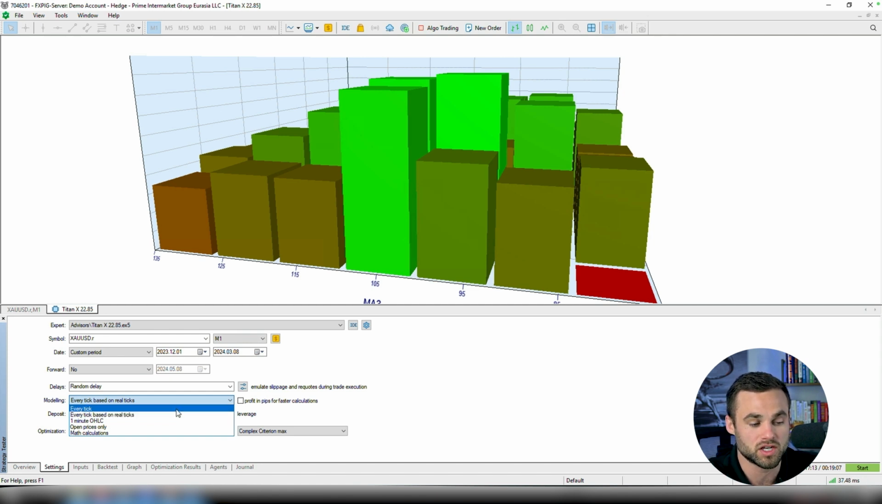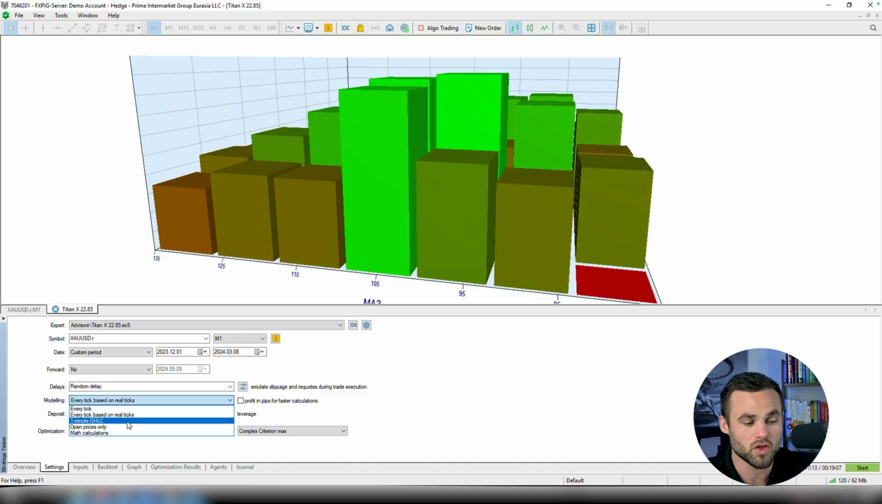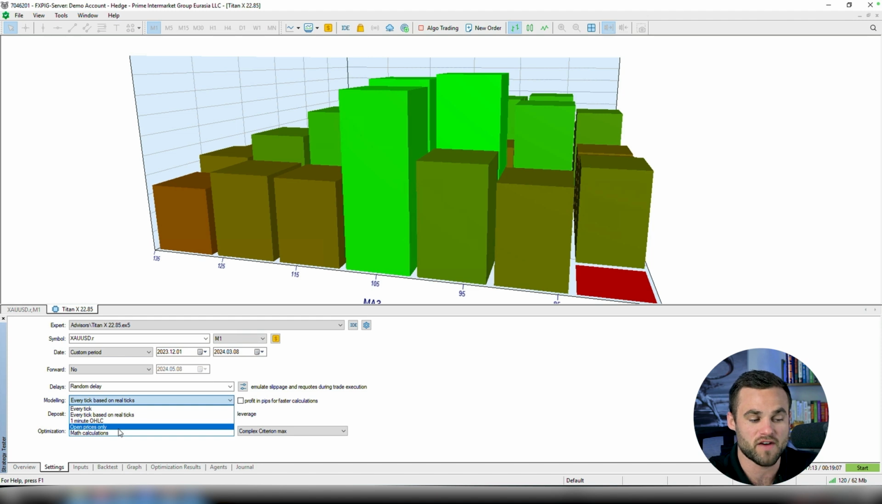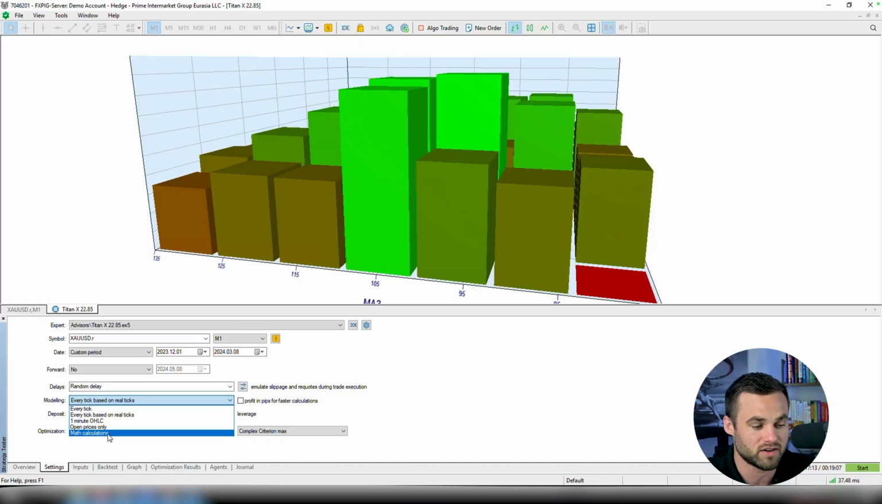Other ways that you could do it is you could do every tick, which basically is every little tick that the candle moves as it forms, but it's not based on real ticks. It's just a simulation of how MT5 thinks that candle could have possibly been formed, okay? There's also the 1 minute OHLC, which is the open, high, low, and the close price, which is basically taking a 1 minute candle and testing it over those different variables. There's open prices only, which is going to be even faster. Open prices only is essentially only taking each candle at the open price. So it's not as thorough, obviously, but it is another way that you can do it if you're just optimizing for speed. And then later on, you want to use every tick based on real ticks or every tick.